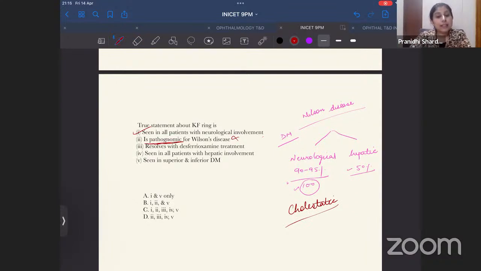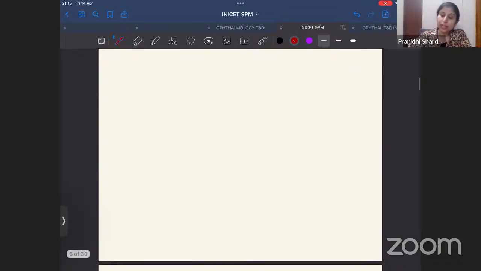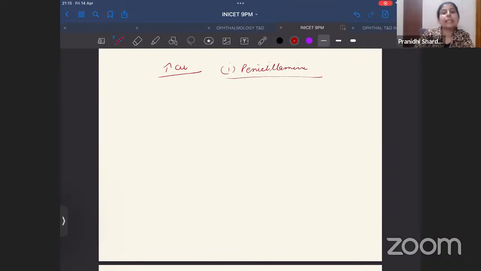Next is, it resolves with desferrioxamine treatment. Now we know that what happens in Wilson's is an increase in the copper levels. So how do we treat it? We treat it with penicillamine.